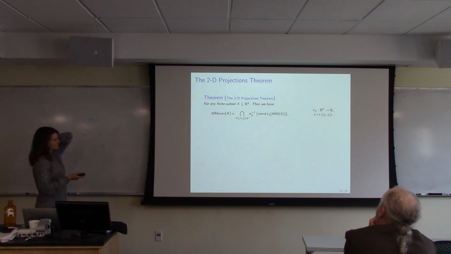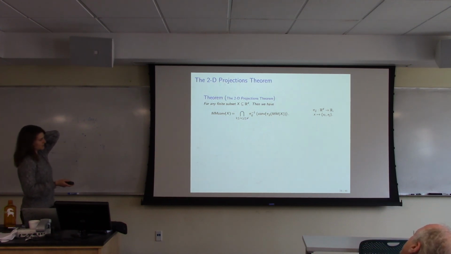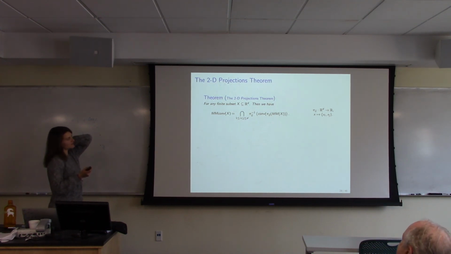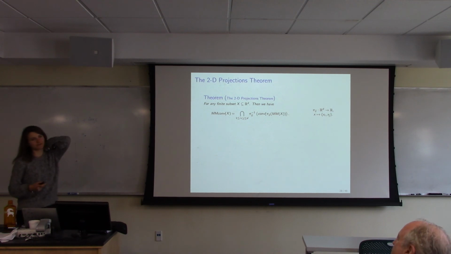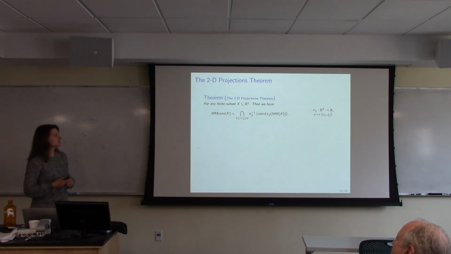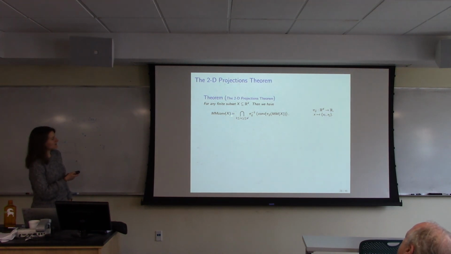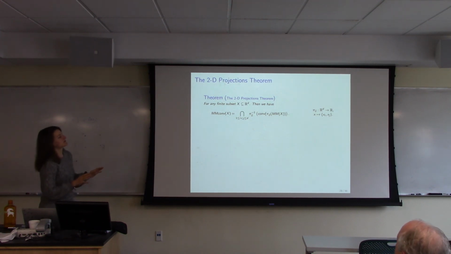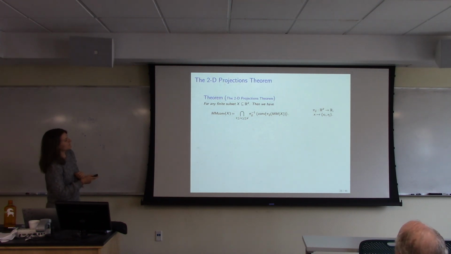Okay, so there's a theorem called the 2D projections theorem, which dates back to the 70s, and most authors attribute it to George Bergman from Berkeley. So for a finite subset X, the min-max convex hull of X equals the following. It looks complicated, but maybe it's not that complicated. So you choose any two coordinates, i and j, and you project onto the ith and jth coordinate.